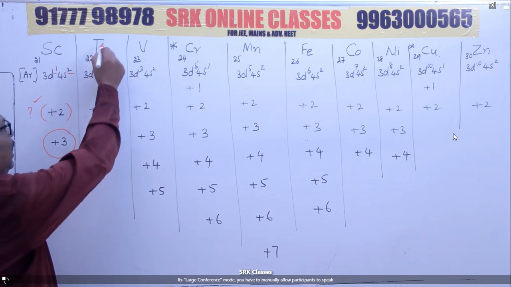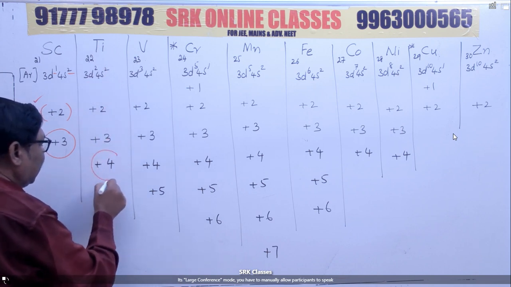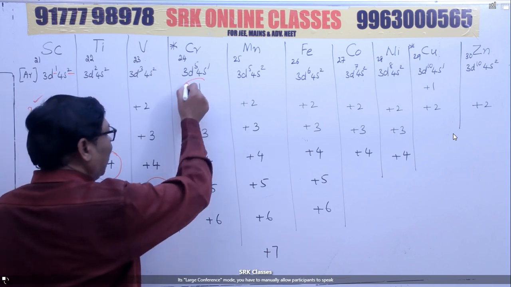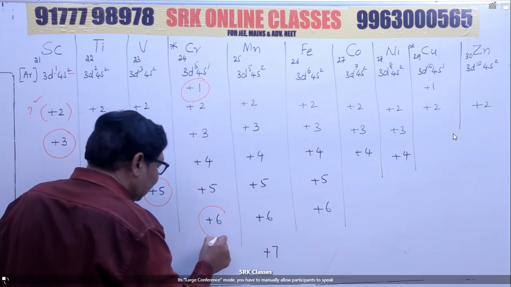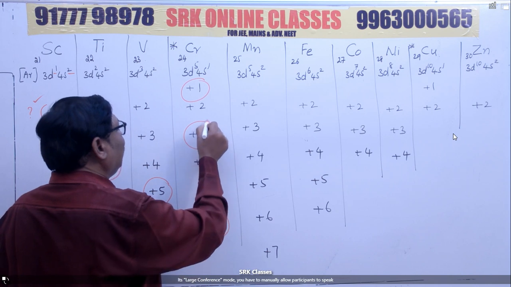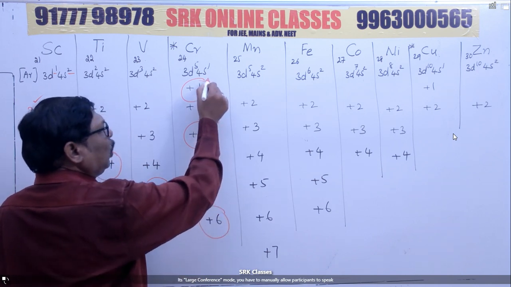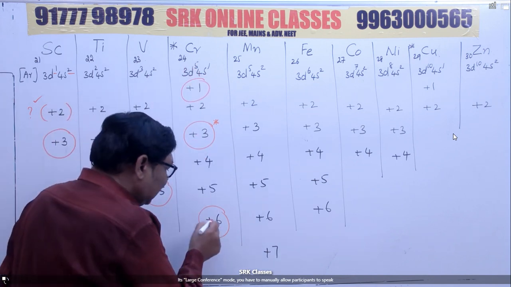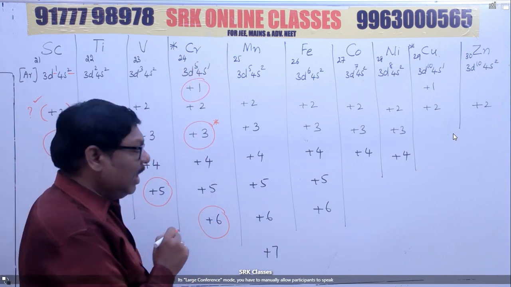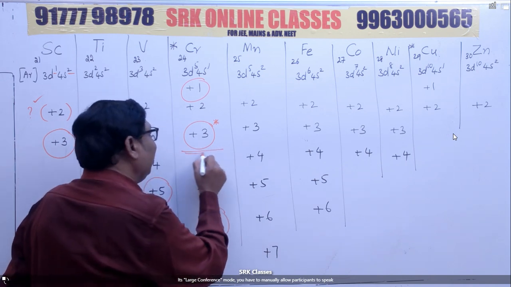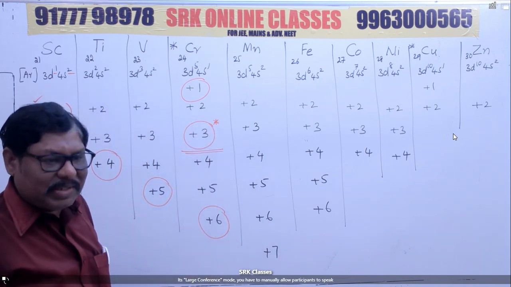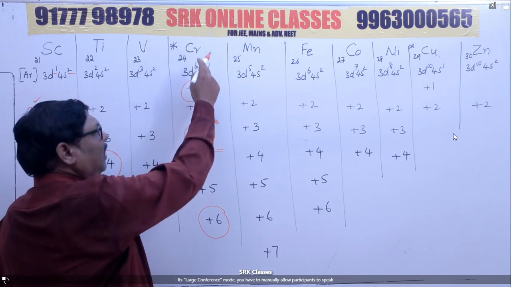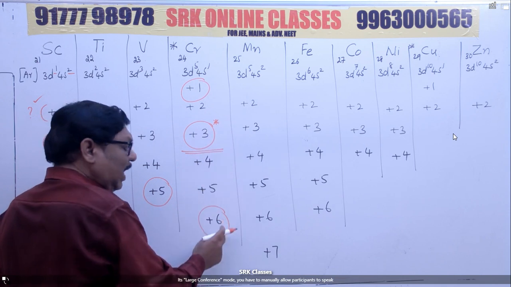Now look at the next one. Titanium +4 is the most stable. And vanadium +5. Chromium +1, +6. In addition to that, +3 is abnormal. +1 is due to loss of electron from the s orbital, which leaves d5 configuration. +6 is d0 configuration. In addition to that, abnormally, even the +3 oxidation state is also stable. Why this is stable, we'll discuss separately. So, chromium stable oxidation states are +1, +3, and +6.